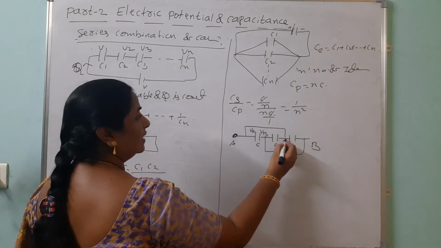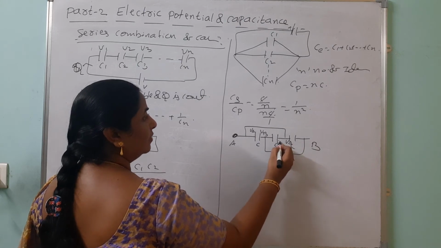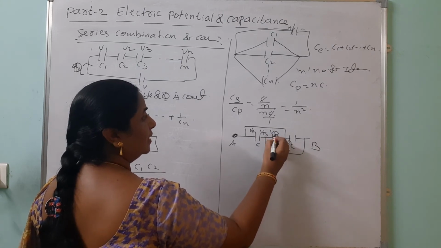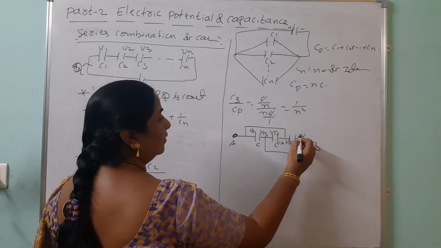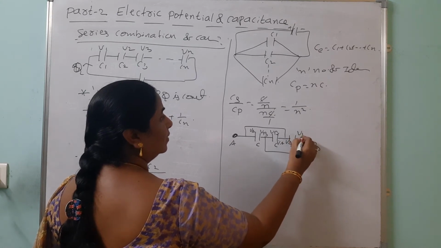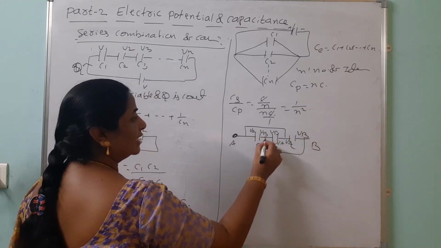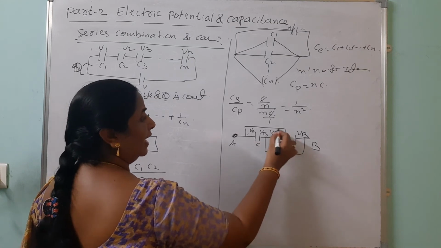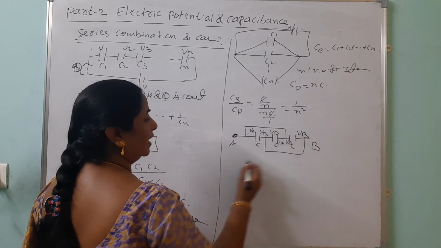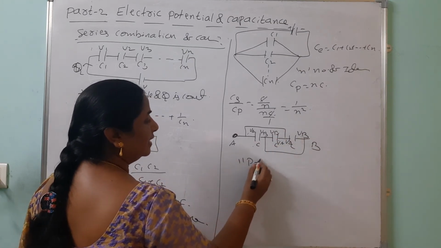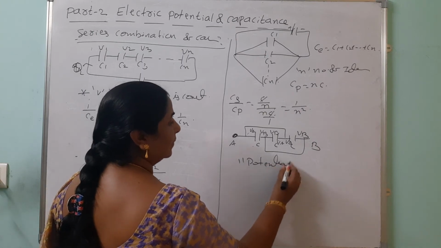This connection is here VA, here also VA, and here this is VB. Same connection goes through the VB here. Now look, what is the potential difference across the first one? VAB, and here also VAB, here also VAB. So simply you can say the potential is constant.